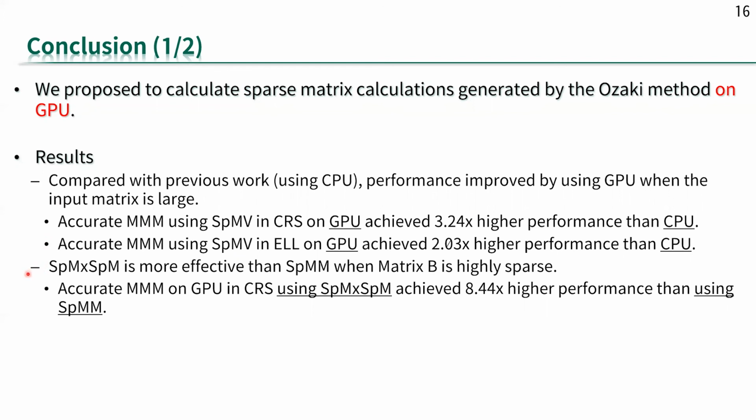We also showed the SpM implementation is more effective than the SpMV implementation when matrix B is highly sparse. We showed that accurate matrix-matrix multiplication on GPU in CRS format using SpM achieved 8.44 times higher performance than using SpMM. These results show that our proposed method is effective.